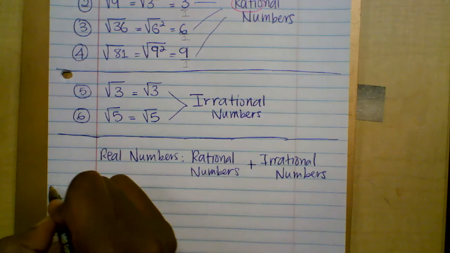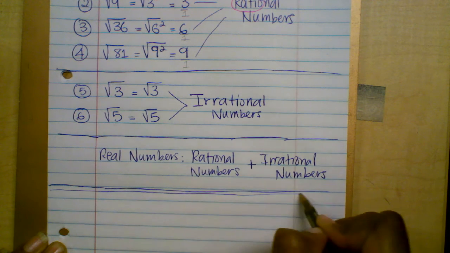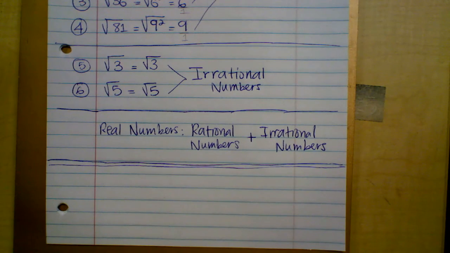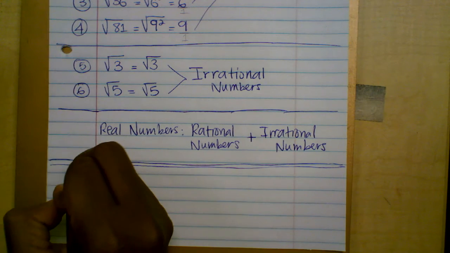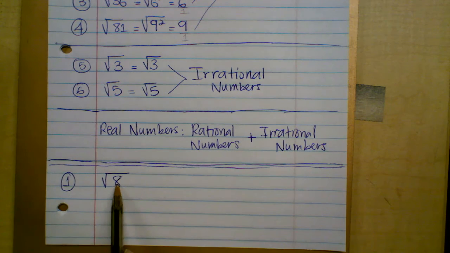So let's move on to a new kind of example. I'm going to draw 2 lines. It's not going to be the same as above, but it's similar. So the first one is, how do we simplify the square root of 8? The radicand is 8. 8 is a positive number, okay? 8 is not a perfect square.